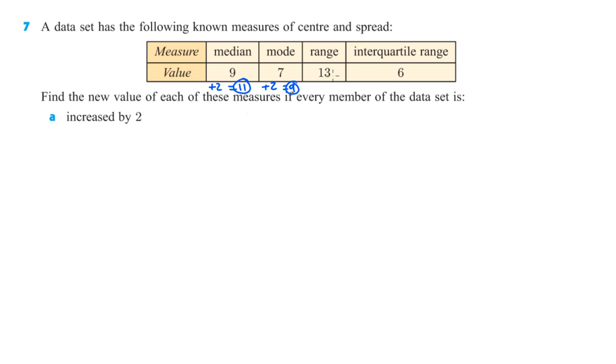Now if we take the range as 13, that's the highest minus the lowest. So the highest, if everything got increased by 2, is going to be 2 higher, but also the lowest is going to be 2 more than that. So our range should stay the same. It's not going to change any. And the interquartile range should also stay the same because, again, the lower quartile got moved up by 2 and the upper quartile got moved up by 2. So when you subtract those from each other, you should still end up with 6. Okay?